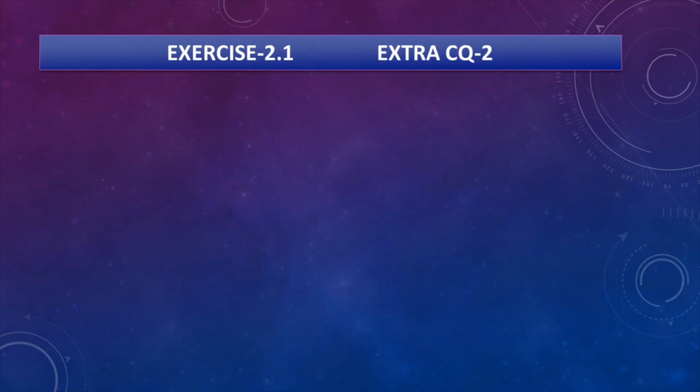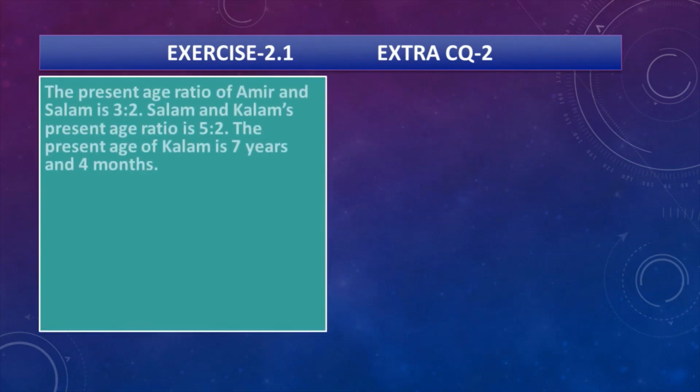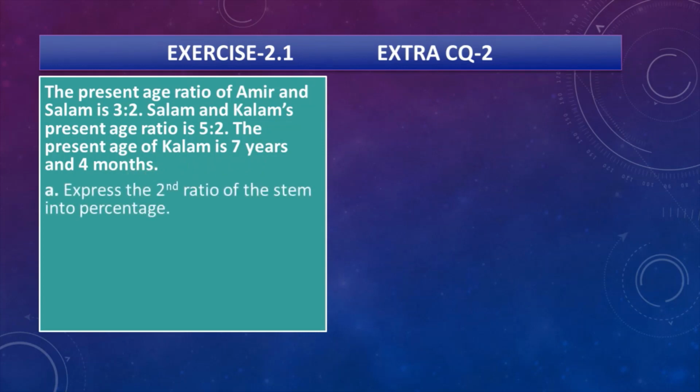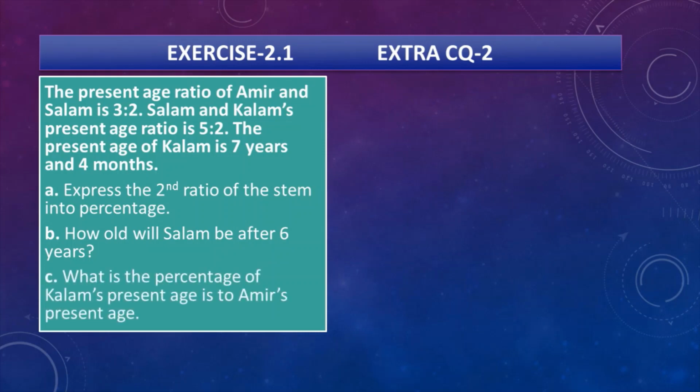So another problem, extra CQ number 2, my dear students. That is the stem. The present age ratio of Amir and Salam is 3:2. Salam and Kalam's present age ratio is 5:2. The present age of Kalam is 7 years and 4 months. Express the second ratio of the stem into percentage. How old will Salam be after 6 years? And that is the last question. What is the percentage of Kalam's present age to Amir's present age? So my dear students, let us see the solution number A.